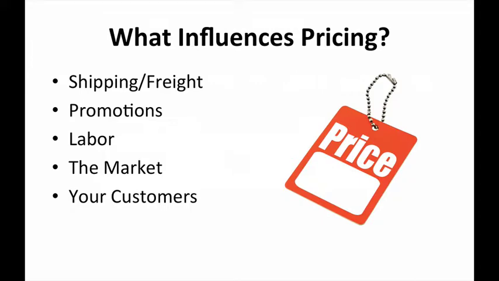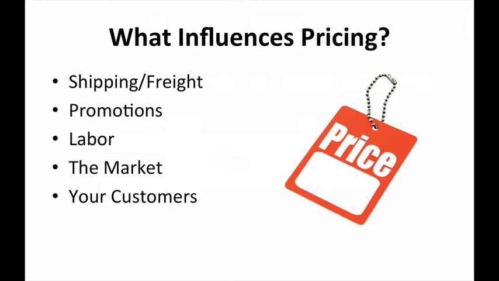So what influences pricing? There's a couple of things. There's shipping and freight. If you're buying 100 pounds of dried mango and you want to ship that from California to Chicago, the freight to ship that mango is incorporated into the product cost for your mango and ultimately your total product cost, because it costs you money to get there.